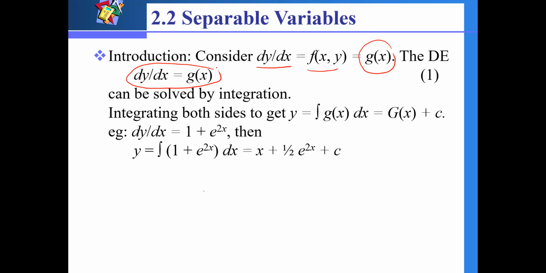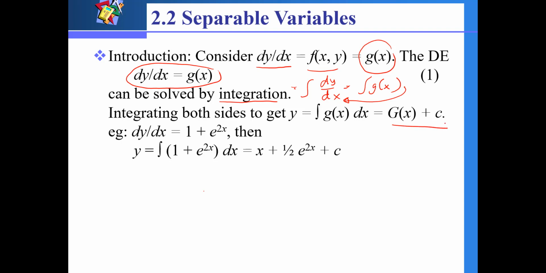So it can be solved by integration. It's like direct integration, I mean by integrating both sides. The integral of dy/dx is equal to the integral of g(x). After we integrate this, we get y is equal to the integral of g(x) dx, so the result is G(x) plus c.